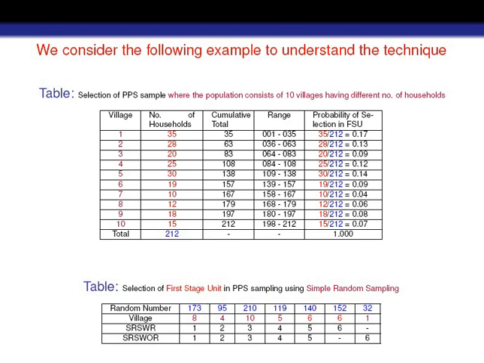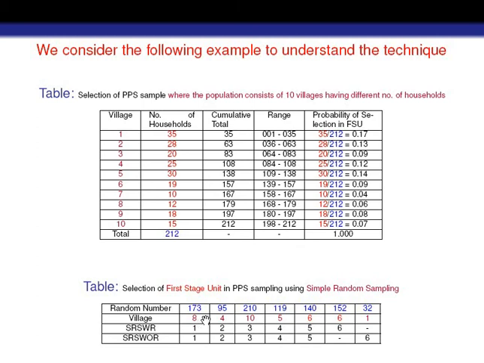We can see from the range. In whichever range the random number 173 falls, the cluster corresponding to that range will be selected for our first stage unit. You can see that this range is 168 to 179, so obviously 173 falls in this range. That's why the selected cluster will be 8. Cluster number 8 will be selected for the study, that is, village 8.